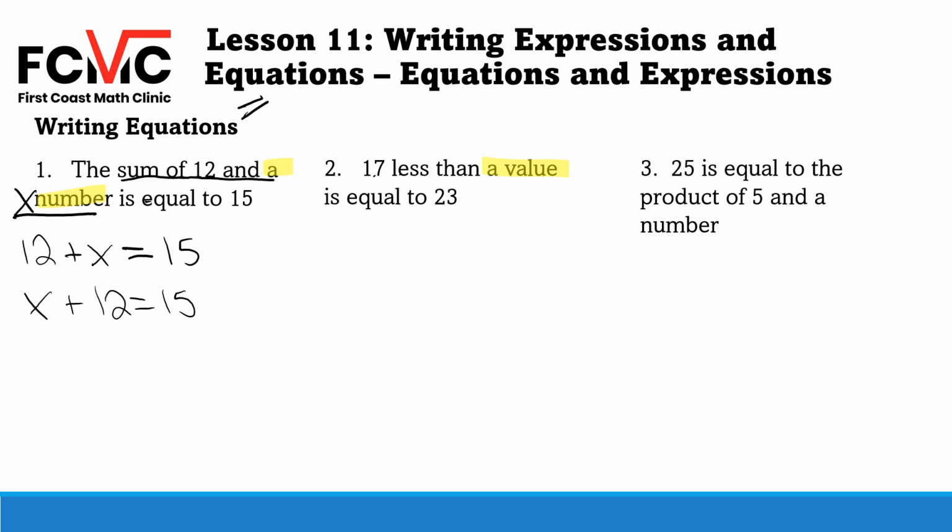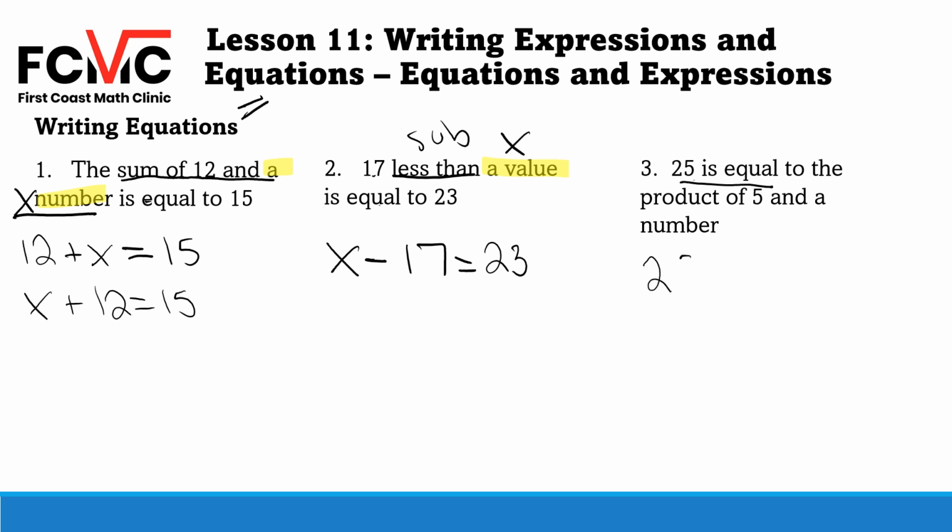Number 2, 17 less than a value. So that's going to be our x. And if I want 17 less than, that's similar to number 6 from the previous slide. So I want x minus 17. Remember, order matters when we subtract. Less than is subtraction. Is equal to 23.